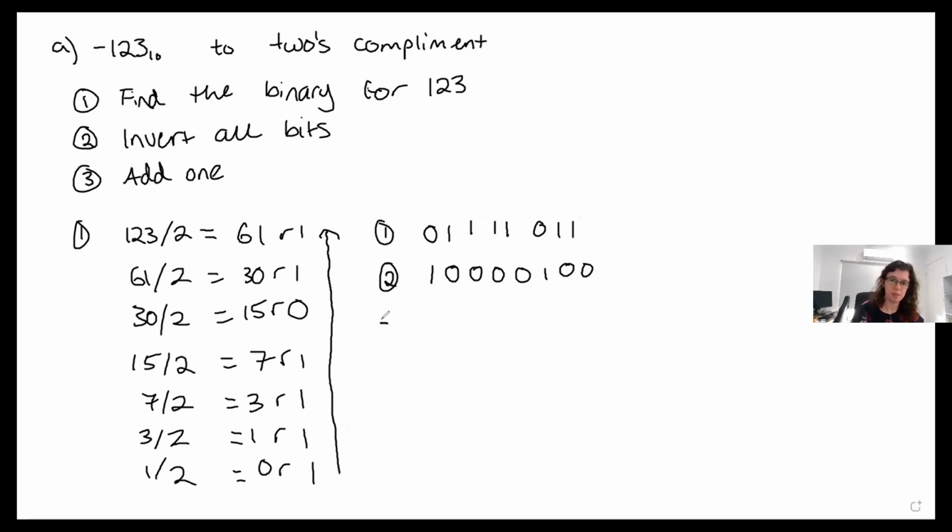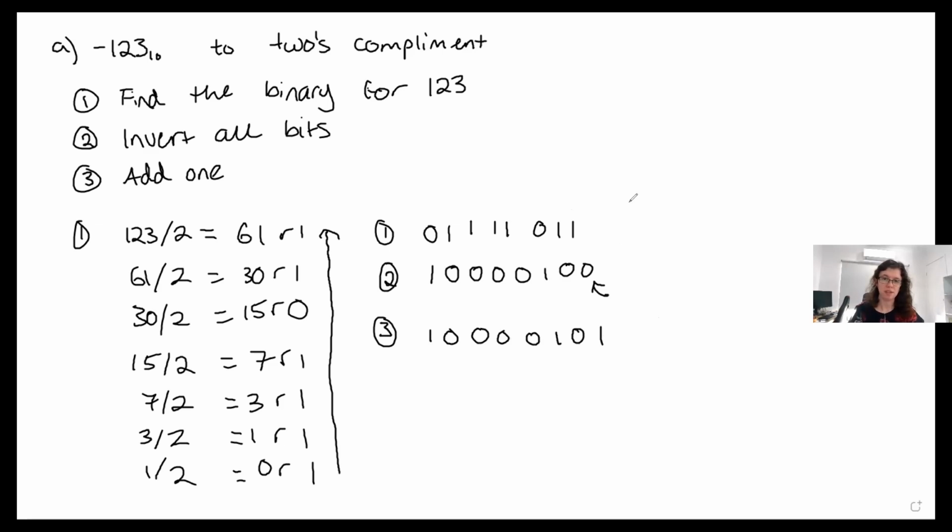So then next up, we add 1. So pretty much because this is the 1 position, we make this a 1. So 1, 0, 0, 0, 0, 1, 0, 1. So that's now 1 number bigger than it was. So that is the 2's complement. That's the answer for A.